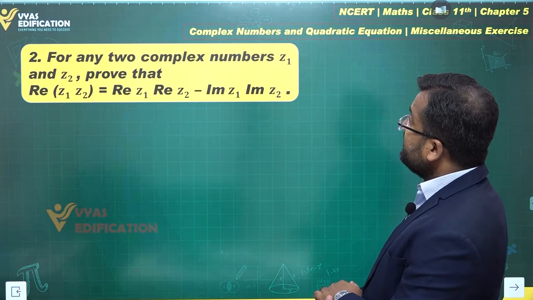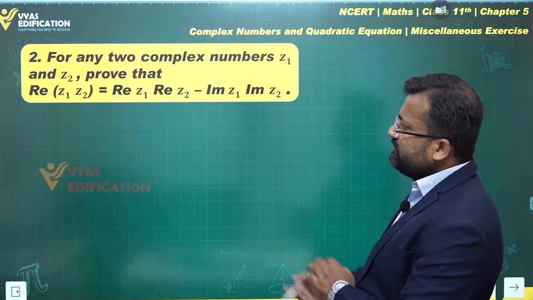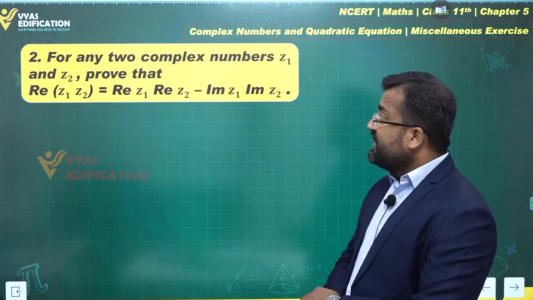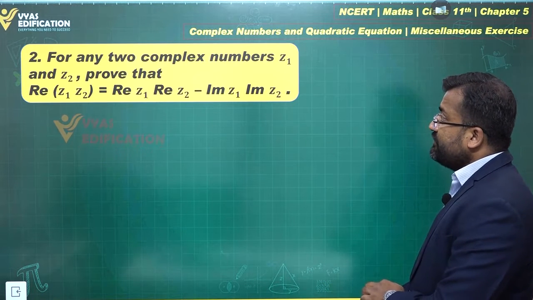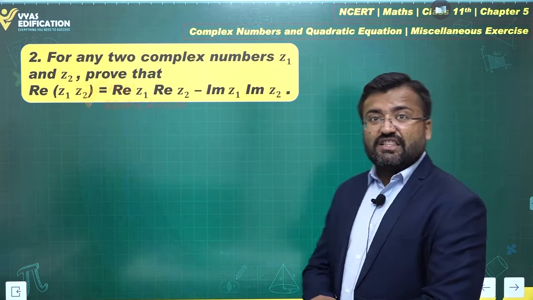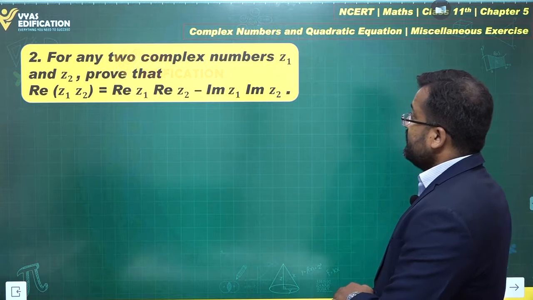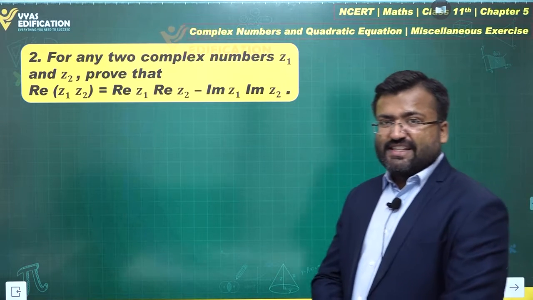For any two complex numbers z1 and z2, prove that the real part of z1 z2 equals the real part of z1 times the real part of z2 minus the imaginary part of z1 times the imaginary part of z2. Now, how do we go about proving this?